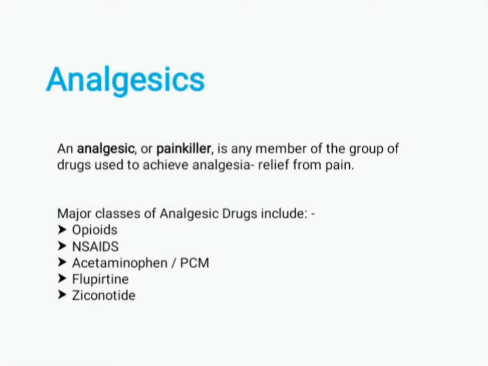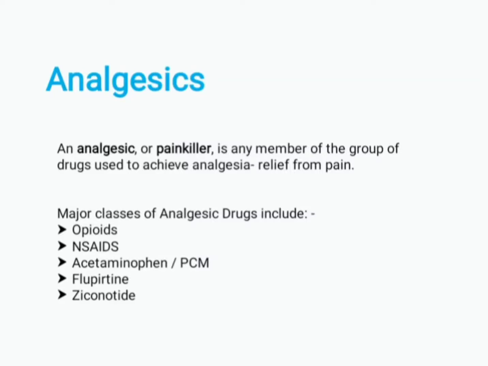First, we will see what analgesics are. An analgesic is any member of the group of drugs used to achieve analgesia, or relief from pain. The major classes of analgesic drugs include opioids, non-steroidal anti-inflammatory drugs, acetaminophen, flupirtine, and ziconotide.